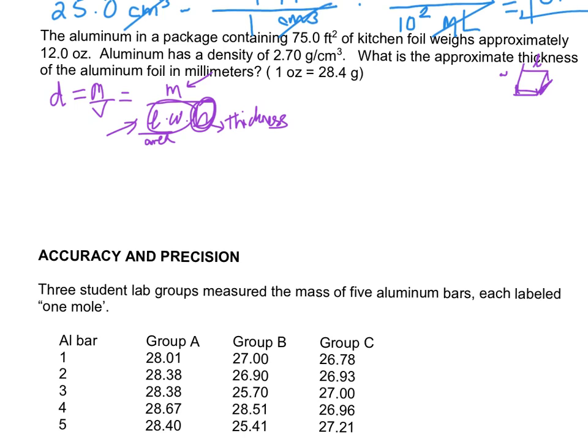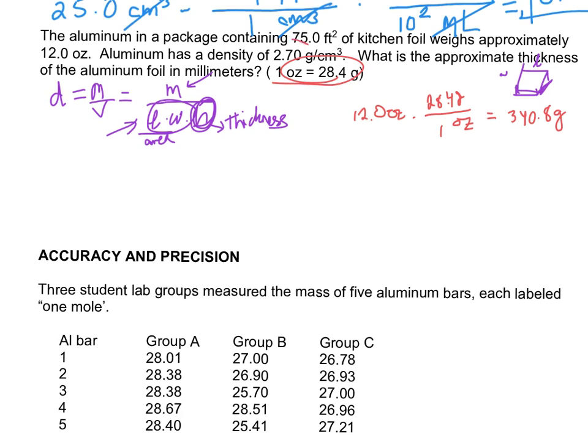So mass, we need to convert that to grams because our density is given in grams per centimeter cubed. So we'll start with the 12.0 ounces. Put ounces on the bottom and grams on top. 1 ounce is 28.4 grams according to this. Again, punch that into your calculator. Get 340.8 grams. And I know that's not the correct sig figs, but I always round my sig figs at the very end.